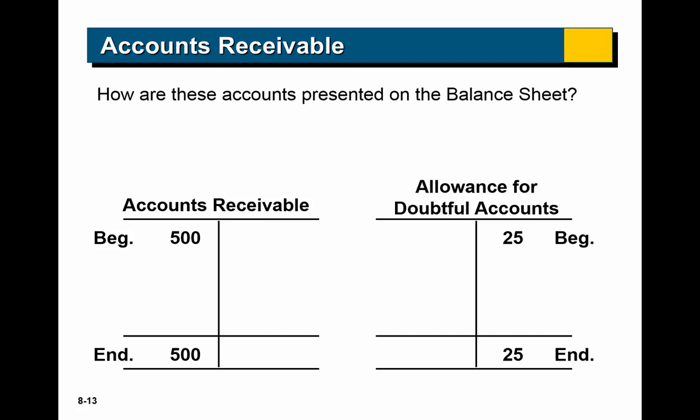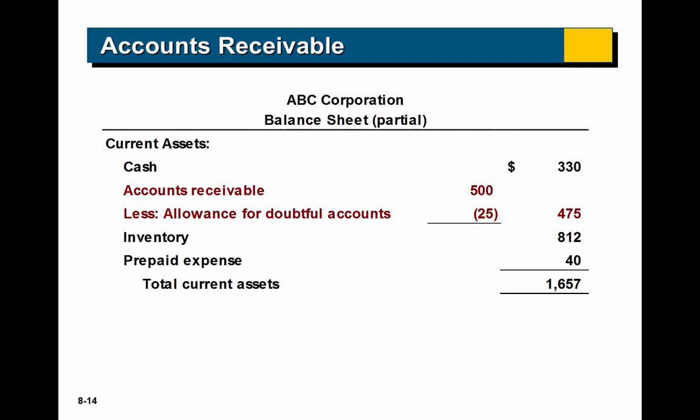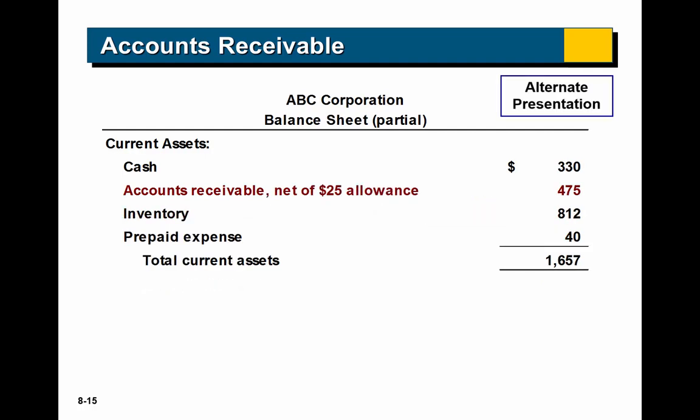All right, so this is what it would look like if $500 was owed to us. We'd have an account receivable of $500, and if we thought we weren't going to be able to collect $25 of that, then we would have an account called allowance for doubtful accounts that would offset that. Okay, it's a contra asset, and it offsets the accounts receivable account. Here's what it would look like on our balance sheet. We'd have accounts receivable of $500 less the allowance for doubtful accounts, giving us a net realizable value on those assets of $475. Sometimes it's also shown like that on the balance sheet.